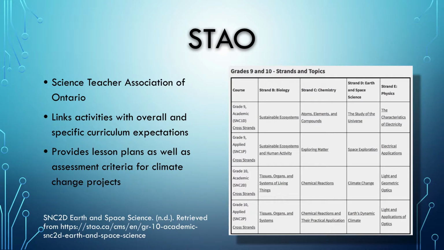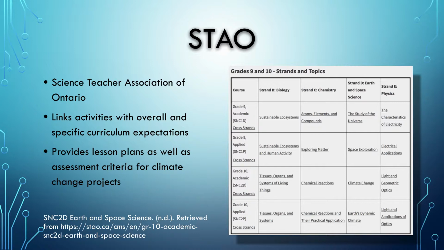And with this, because it links to those overall expectations, you can actually create assessment criteria very easily if it's not provided. So I really recommend you go through and you can click through STAO. The way that you work through this is you just find the grade that you're teaching. So our grade 10 academic science is the second from the bottom. And you would just scroll over to the climate change and click on that, and all of the resources would come up.